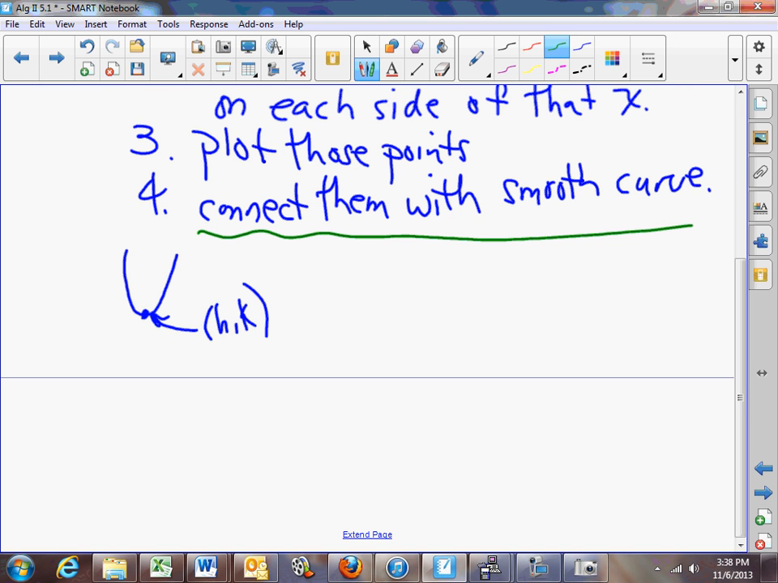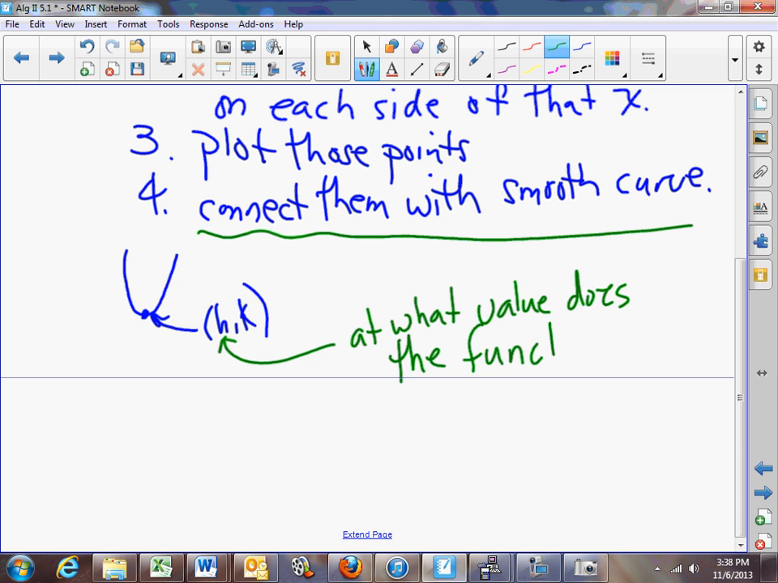First of all, h, the x value of the vertex, is the answer to the question, at what value does the function have a minimum? When a question is asked like that, in other words, what would you do to get a minimum? What would you put in to get a minimum? At what value does the function have a minimum? Those questions all are asking for the x value of the vertex.